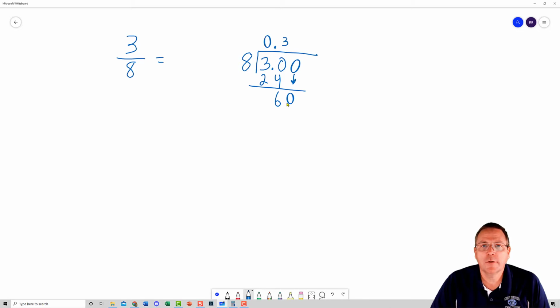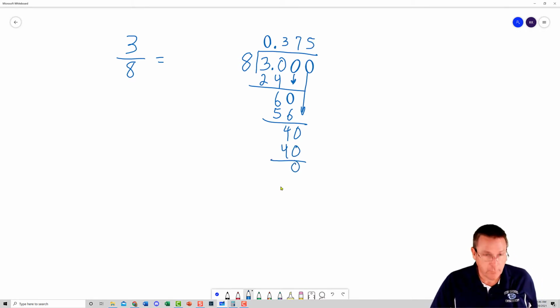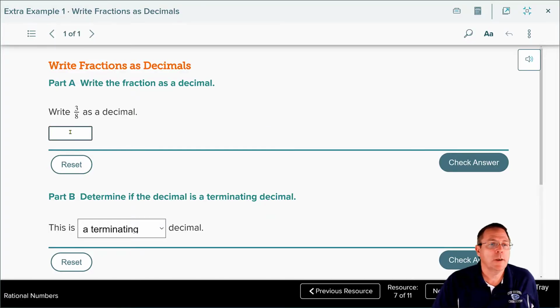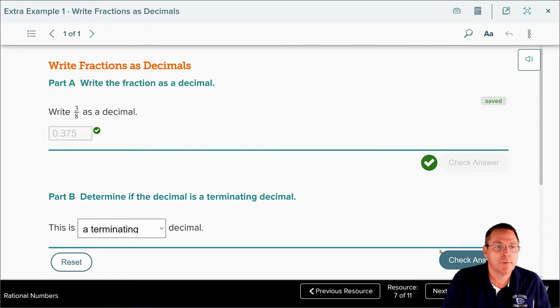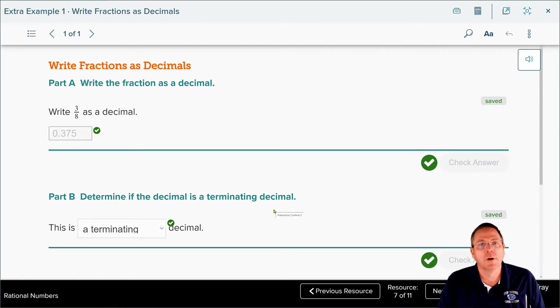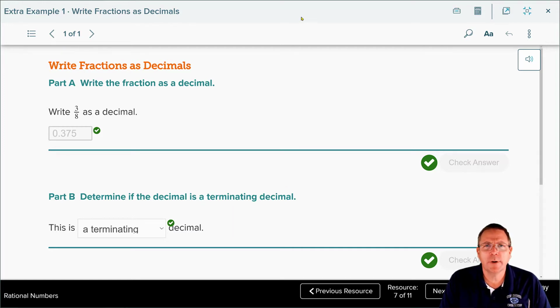8 is going to 60. Well, let's see, that's going to be 7 times, which is going to be 56 with 4 left over. Annex in another 0 and bring it down. 8 goes into 40 5 times, which is going to be 40 with nothing left over. So our answer that we're going to plug in here is going to be 0.375. Check that one, it checks. Check this one, it checks. Easy math. Long division's a little bit tough, but I'm confident that if you try hard, you'll be able to do it.